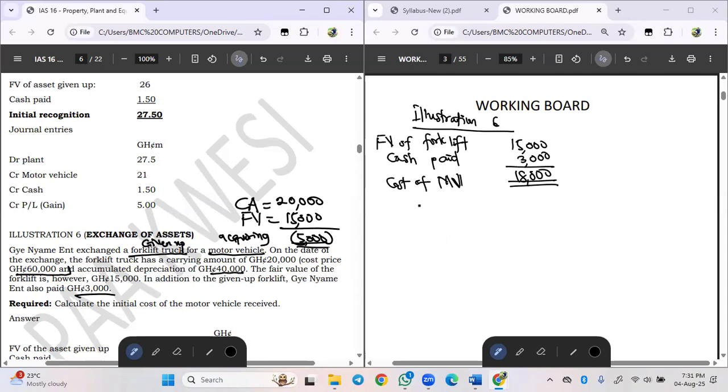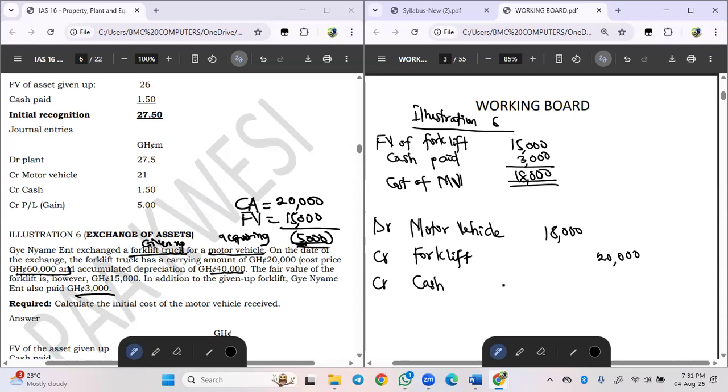So we debit motor vehicle with an amount of 18,000, because it's coming in. Then we credit the forklift with our carrying amount of 20,000. So when we credit our forklift with 20,000, we paid cash of 3,000, so our cash also reduces. So we credit cash of 3,000.